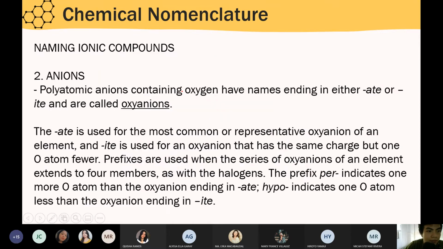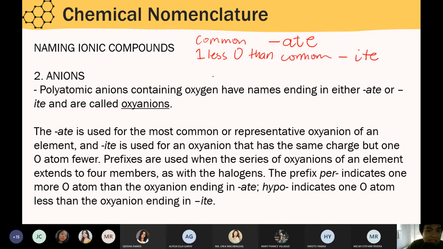So just remember that. In naming our oxyanions, there are several rules that you have to remember. If it is a common oxyanion, it usually ends with the suffix -ate. If it has one less oxygen than the common one, it will end with the suffix -ite. So again, common oxyanions end with the suffix -ate, and one oxygen less than the common oxyanion usually ends with the suffix -ite.